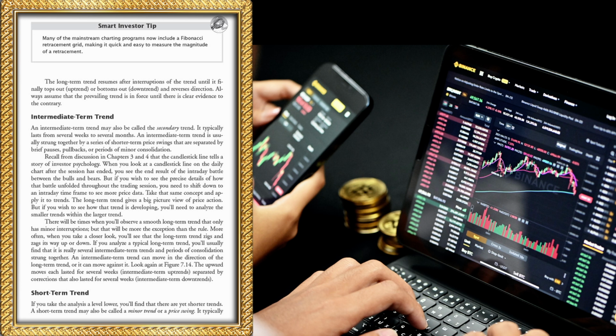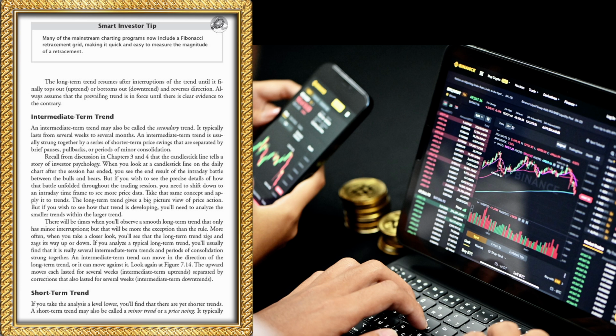Recall from the discussion in Chapters 3 and 4 that the candlestick line tells a story of investor psychology. When you look at a candlestick line on the daily chart after the session has ended, you see the end result of the intraday battle between the bulls and bears. But if you wish to see the precise details of how that battle unfolded throughout the trading session, you need to shift down to an intraday time frame to see more price data.